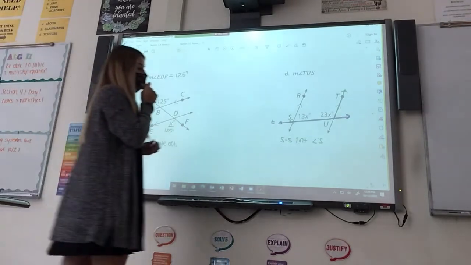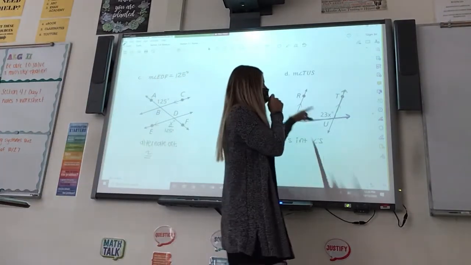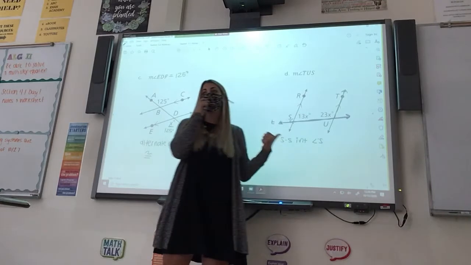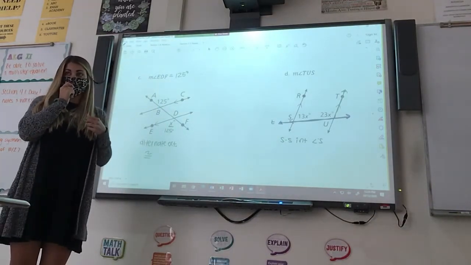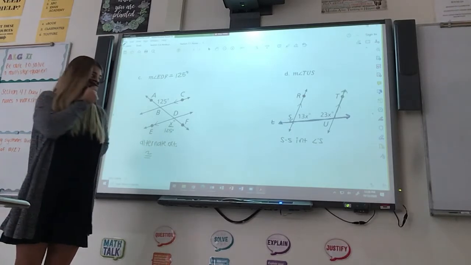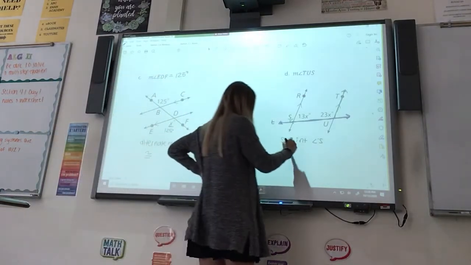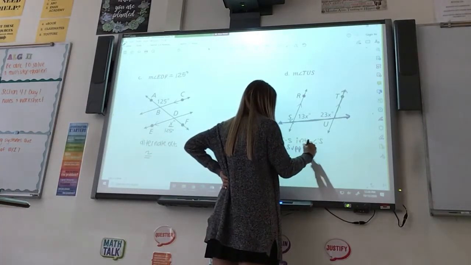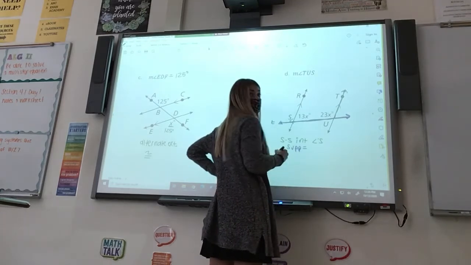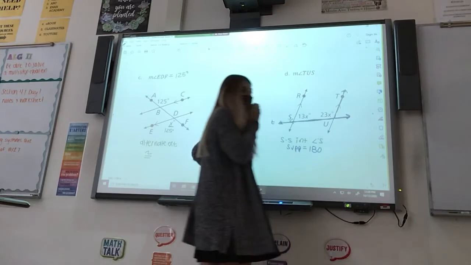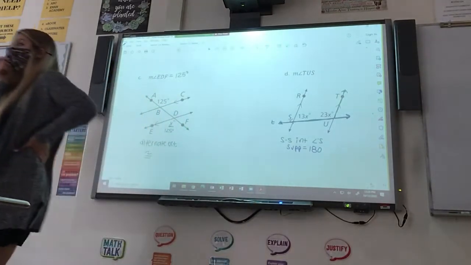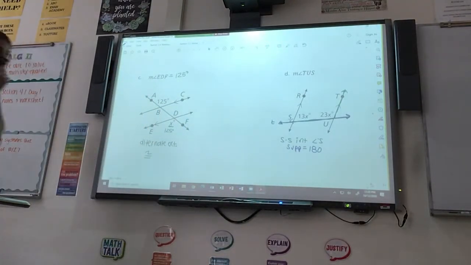They are supplementary. So how can I set up an equation with these two angles knowing that they're supplementary? What does supplementary mean? Whoever said that, can you say that louder? You were right. They have to equal 180, right? Supplementary angles add to be 180 degrees.